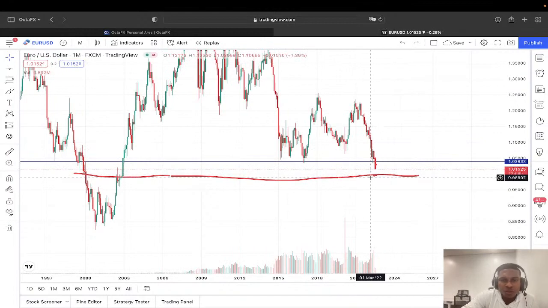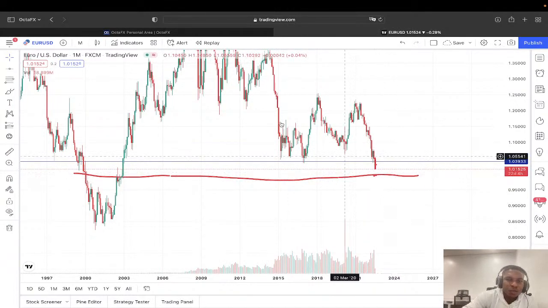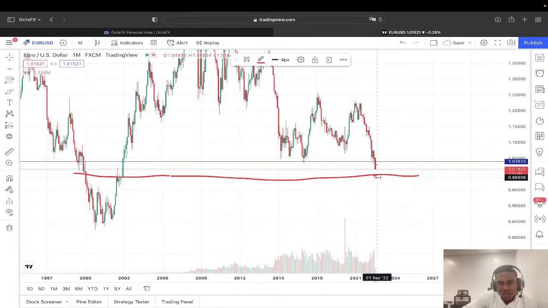Good. So price will surely come to this support level. That is, this level is where your take profit would be. There is where your stop loss would be. Take profit. So you can set your take profit here, level here.